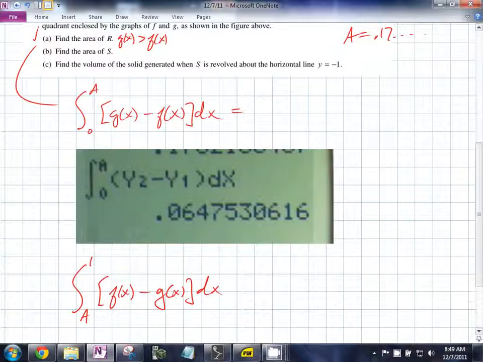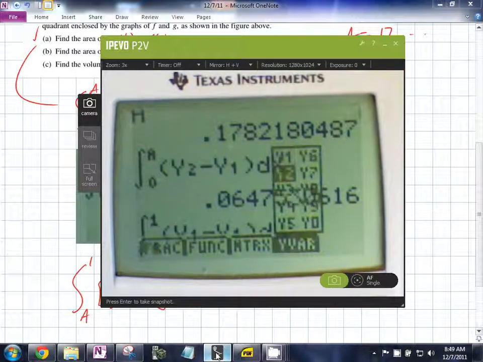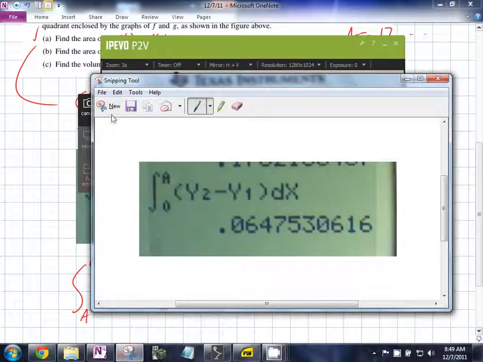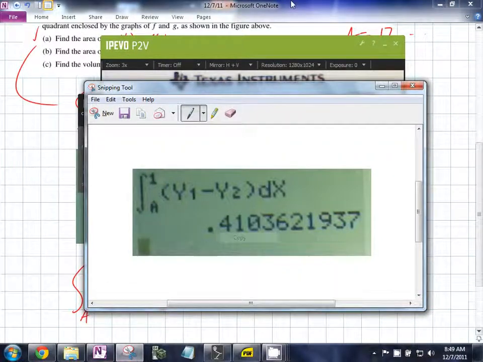A to 1 of y1 minus y2, and it's dx still. We hit enter. We end up with 0.4. Should it be larger? It should. Logically, does it look like a larger area? Yeah. Yep.